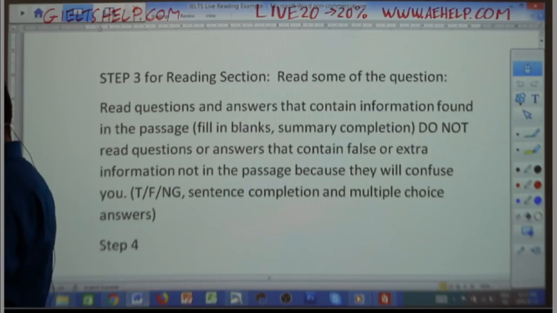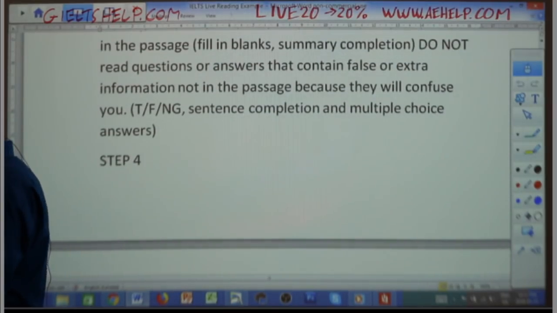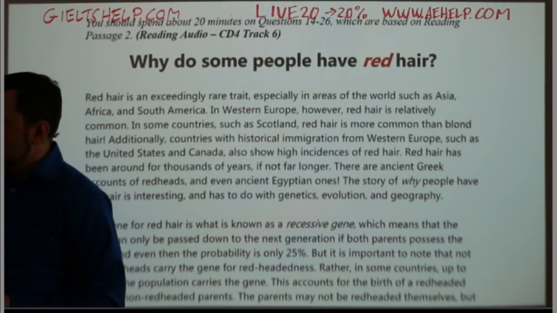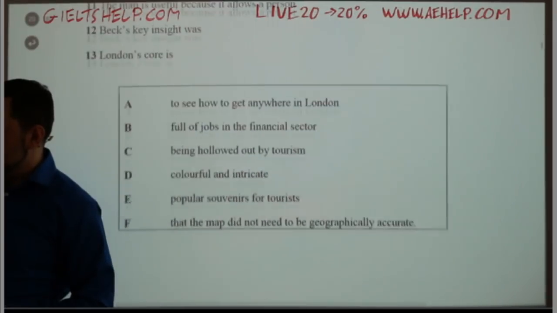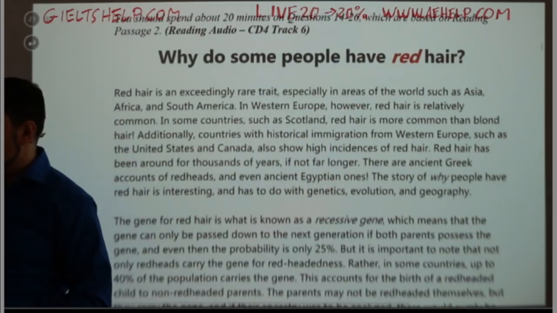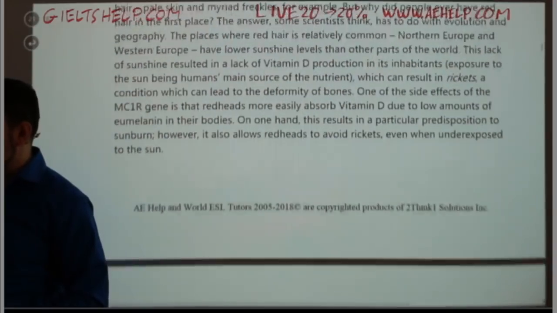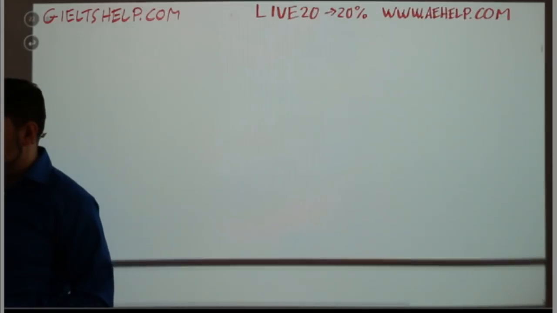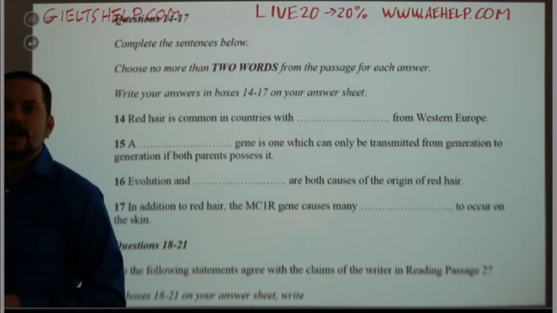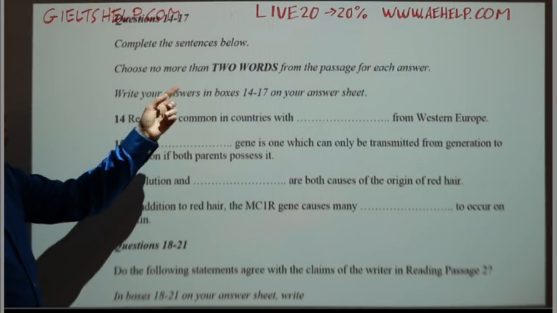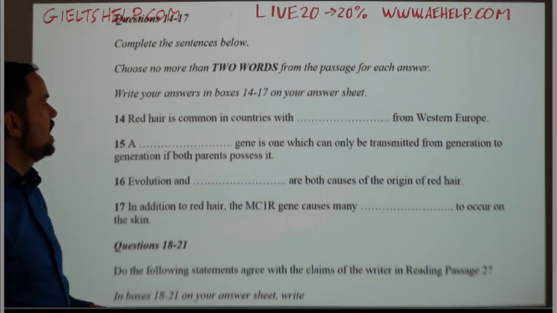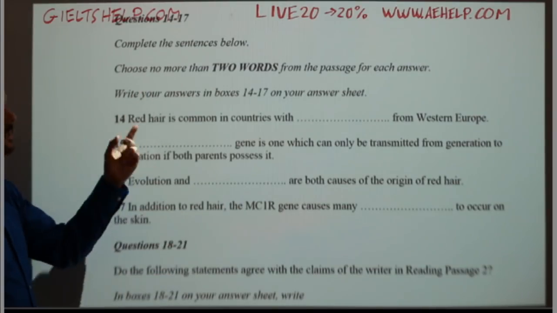And sorry, before we get to step 4, let's actually do step 3. Okay, so before we get to step 4, let's switch back here to step 3. All right, as you can see, there's no list of heading questions. That's from the previous passage. So why do some people have red hair? We get to the questions, which are here. Okay, so here is the first set of questions. The question is, choose no more than 2 words from the passage for each answer. Should I read this question?